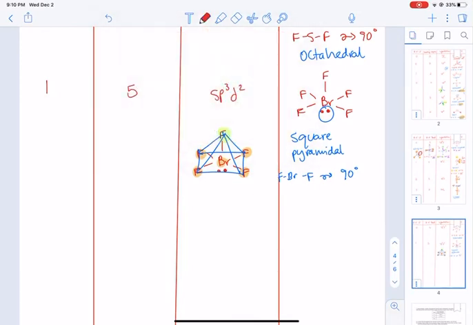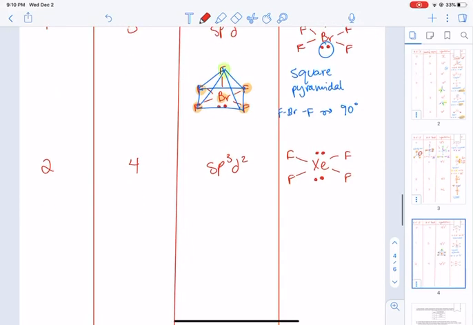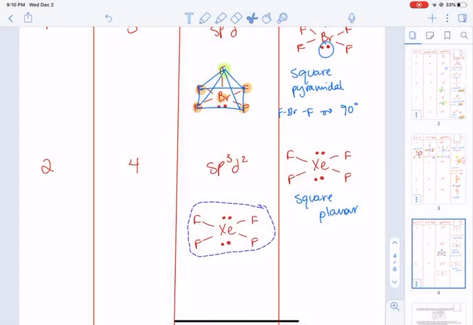The final geometry we have to deal with is 2 lone pairs, 4 bonds, still sp3d2. An example of that is XeF4. Lone pair here, lone pair here. Obviously, there are lone pairs on all the fluorines. This is what we would call square planar. And the reason for that is, maybe you're putting it together, it actually forms just a flat square. So like a piece of paper. It all just lays flat together.